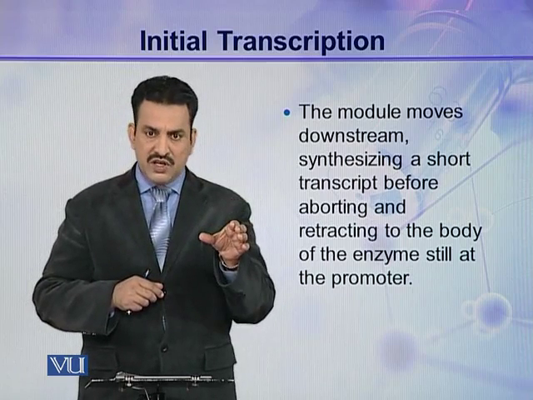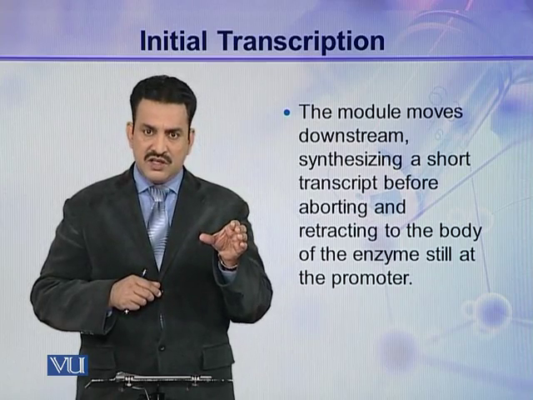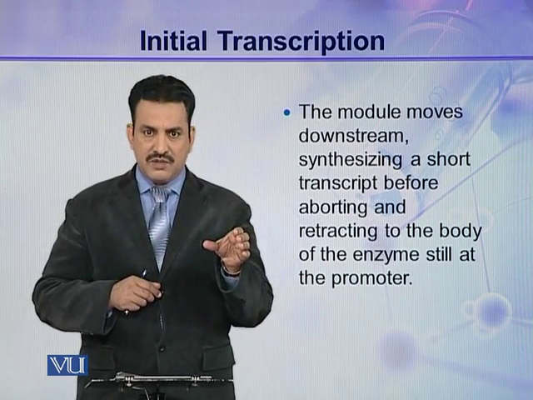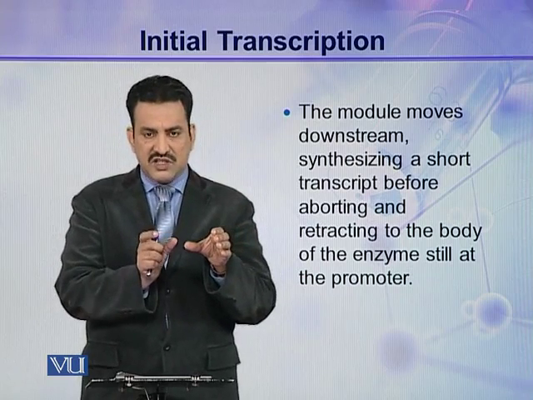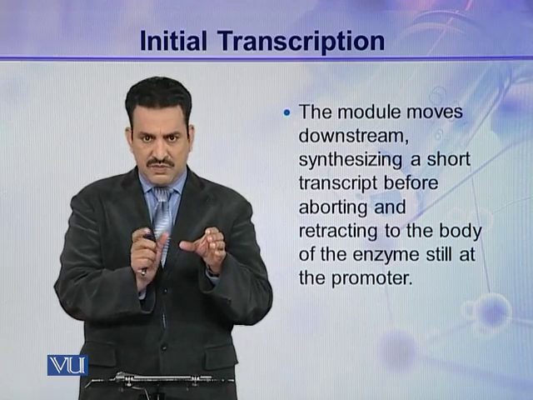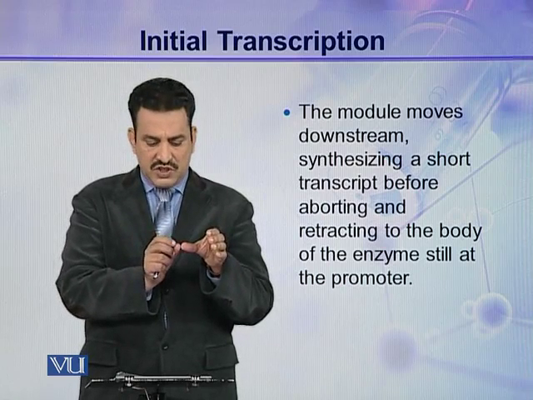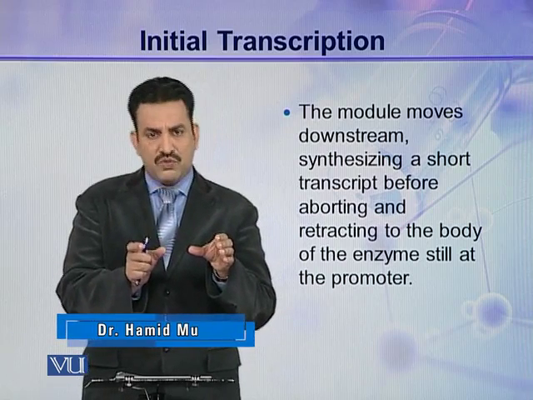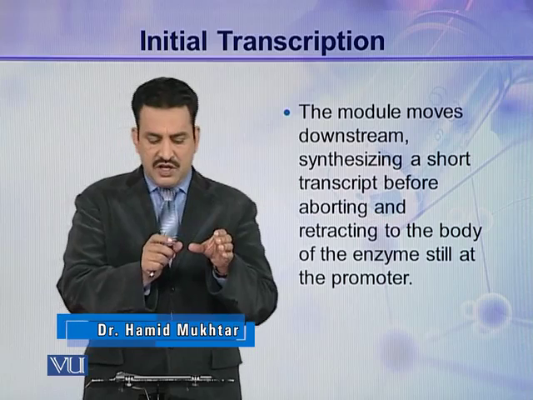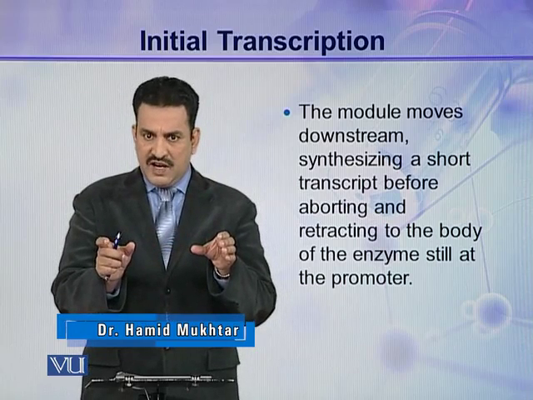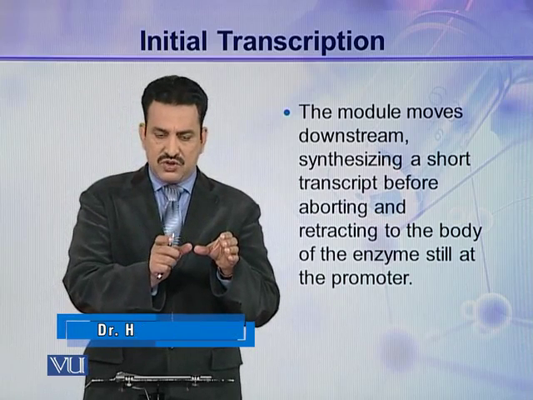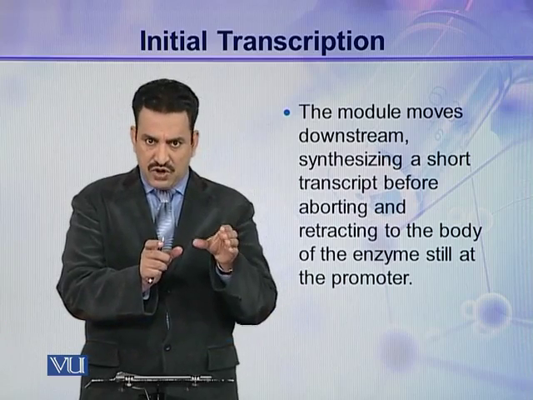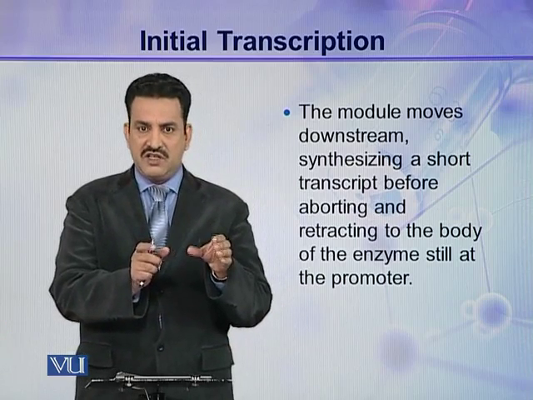So the main body still lies at the promoter. It remains at the promoter site. It contains a flexible element which allows the front module, and this front module contains the active site, to move and then retract back to its original position, and the main body of the polymerase remains at the site.